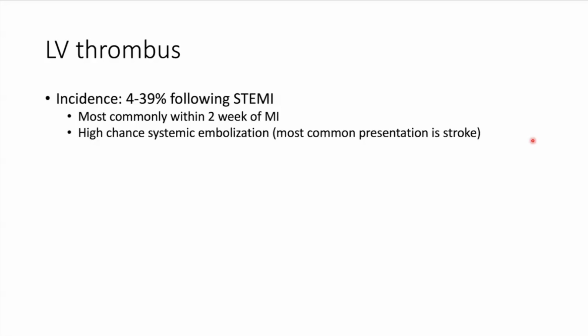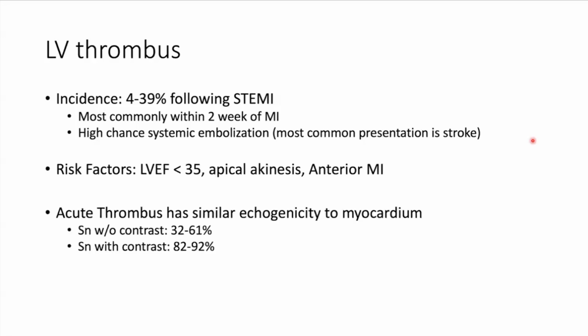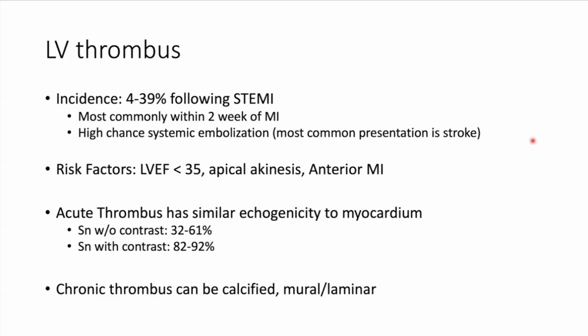There's a high chance of embolization, and stroke is the most common presentation. The risk factors are a reduced left ventricular ejection fraction, apical akinesis, and anterior MIs cause both of those things. So when you're looking at an acute thrombus, the sensitivity to pick it up is about as high as 60%. When you add contrast, that sensitivity goes up to about 90%. And then there's also chronic thrombi, which have very different characteristics. They're calcified, layered, laminated and organized.